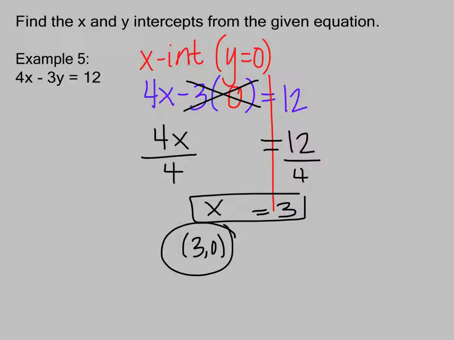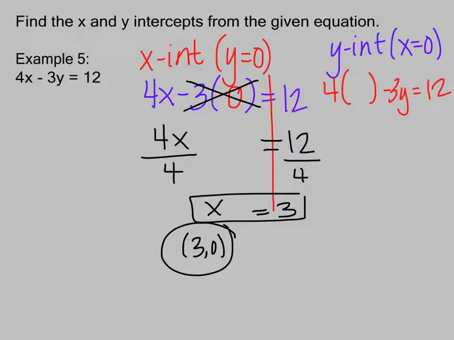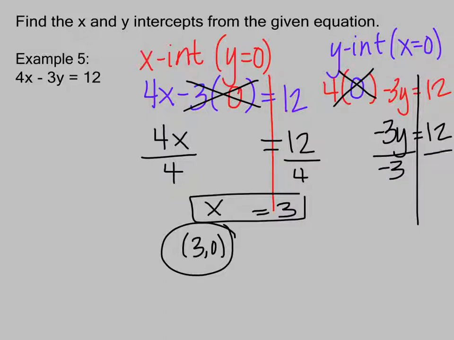Next, I'm going to look for my y-intercept, which again, remember, is located when x is equal to 0. So just like before, I'll write out my equation. Plugging in that 0 for x, then I solve. 4 times 0 goes away and just becomes 0. So then I have negative 3y equals 12. I divide both sides by a negative 3, and now I know y is equal to negative 4. That means my intercept right there is 0, negative 4.